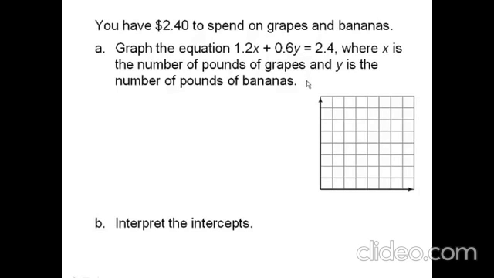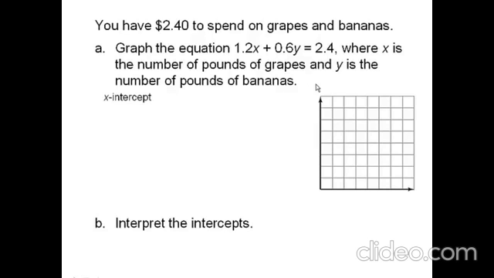You have $2.40 to spend on grapes and bananas. Graph the equation 1 2/10 times x plus 6/10 times y equals 2 4/10, where x is the number of pounds of grapes and y is the number of pounds of bananas. Before we can graph the equation, we need to find the x-intercept and the y-intercept. Let's find the x-intercept first.